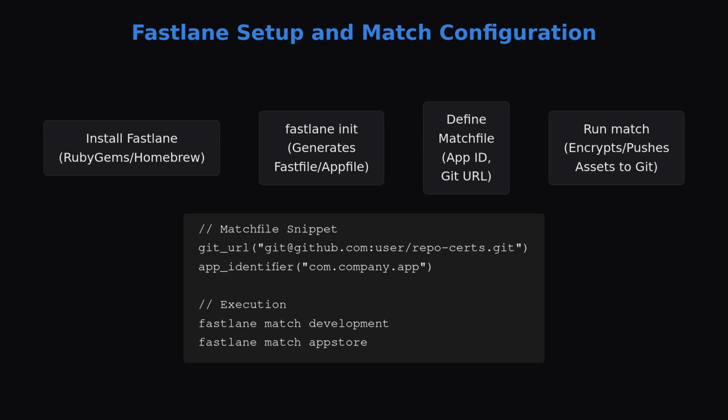private Git repository. This process is essential because Match ensures all team members and continuous integration machines utilize identical, valid signing identities. This standardization completely eliminates common signing errors that plague iOS development. This secure setup is the foundation for reliable, automated deployment across all environments, ensuring consistency from development to production builds.